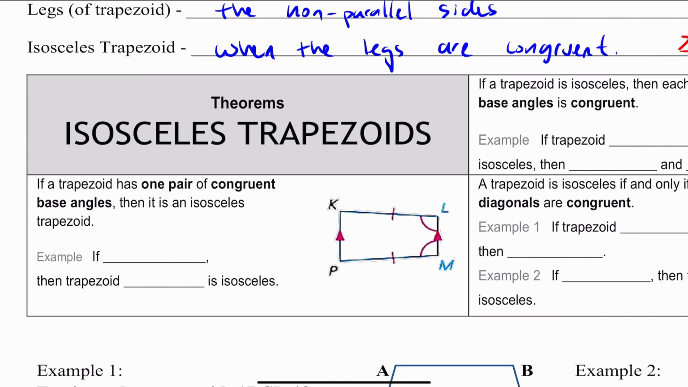If a trapezoid has one pair of congruent base angles, then it is an isosceles trapezoid. So if angle M is congruent to angle L, then we can say that this trapezoid here, trapezoid KLMP, is isosceles. Okay? And this is basically the same idea as the isosceles triangle theorem. When two angles are congruent, then the sides opposite to those angles are congruent.